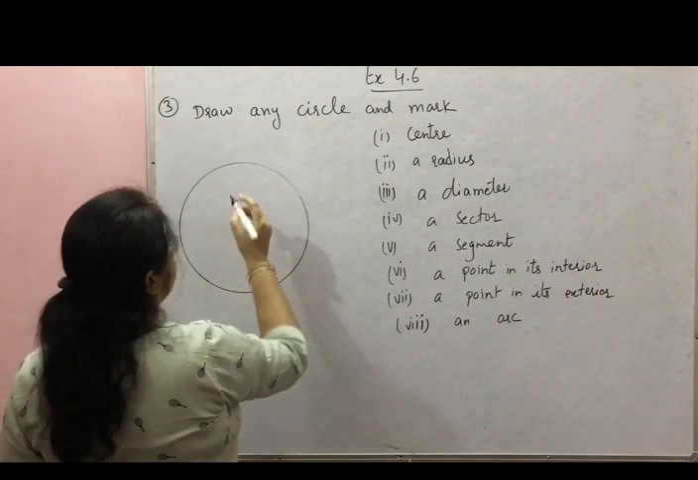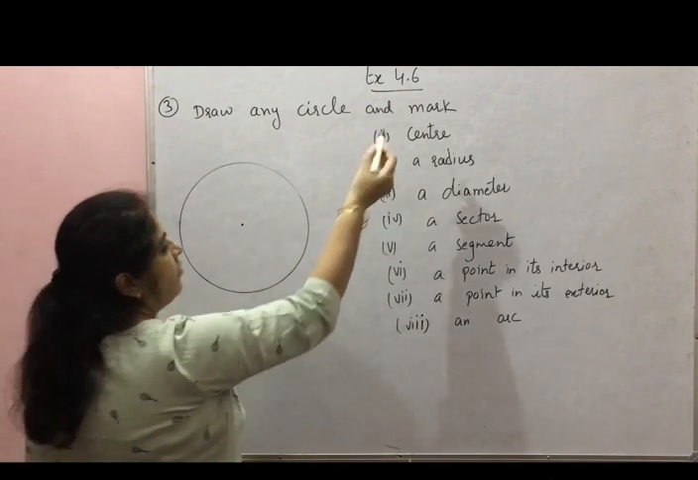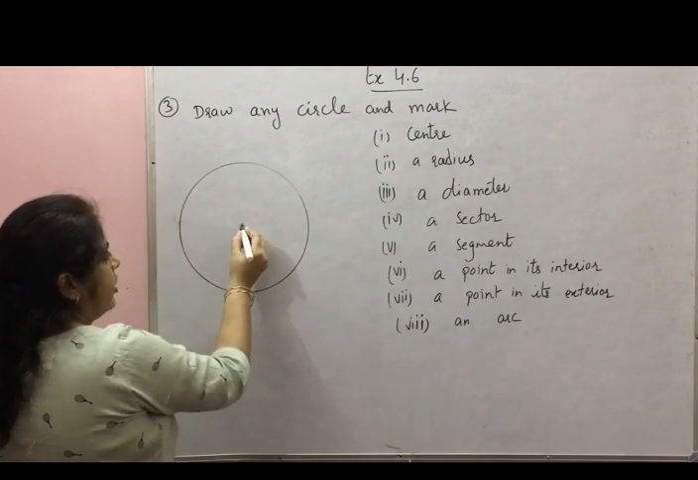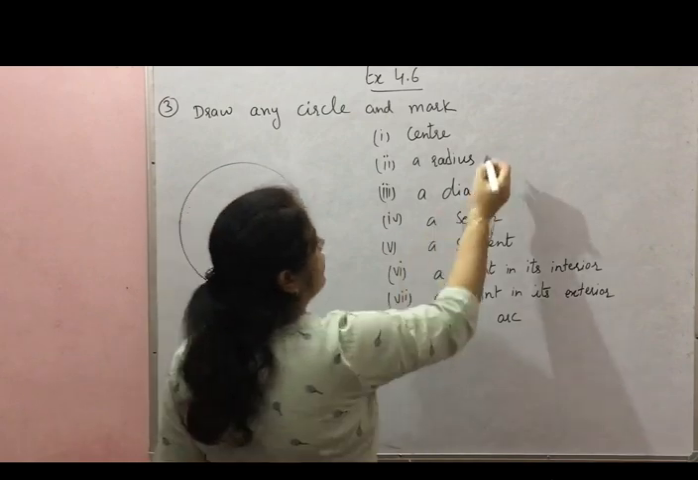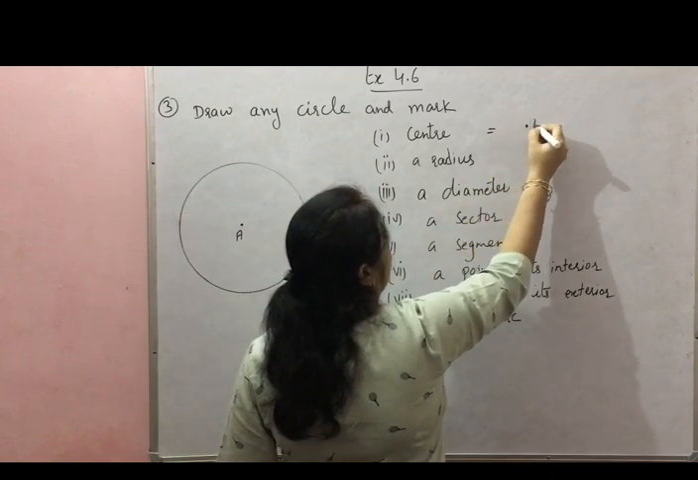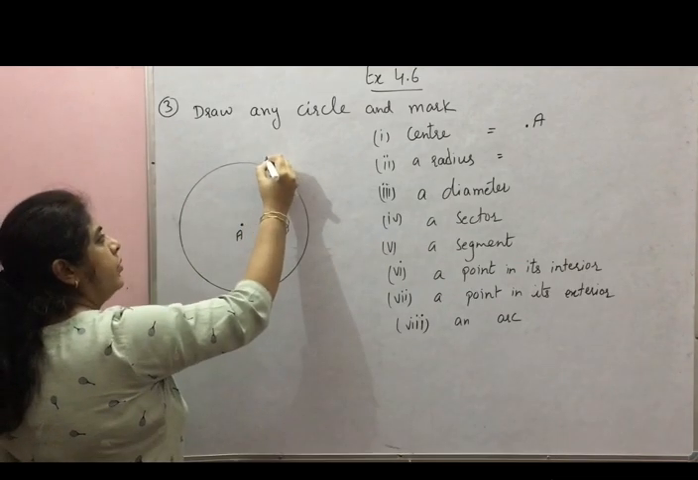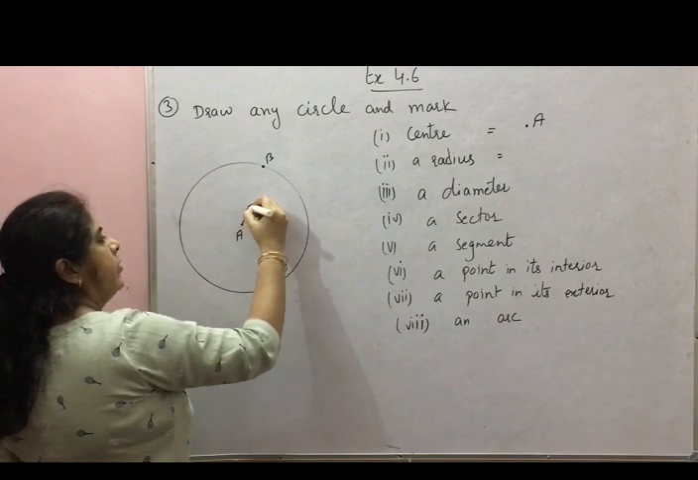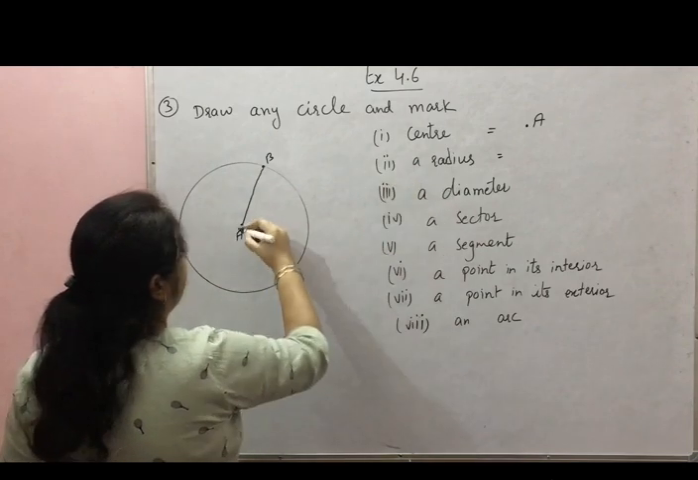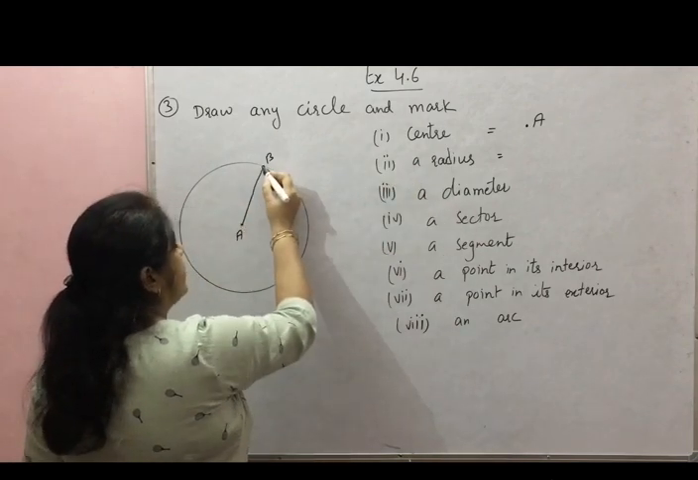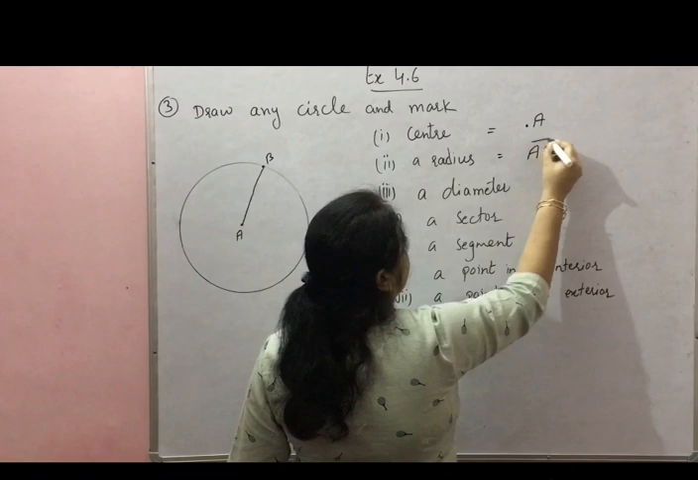Now we are here with question 3. We have to draw a circle and mark different points. So we have drawn a circle. First the center. You mark this center and can name it by any letter. Just suppose we have given this A. So the center here is point A. Radius: now join the center to any point on the circle. As you know, you have infinite radii, so we have to mark only one. So AB, from any point of the circle to the center, is called a radius. So AB is your radius.